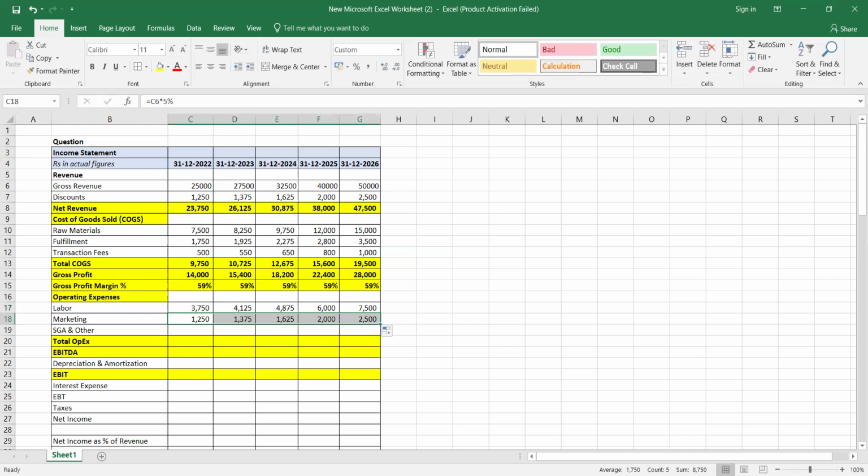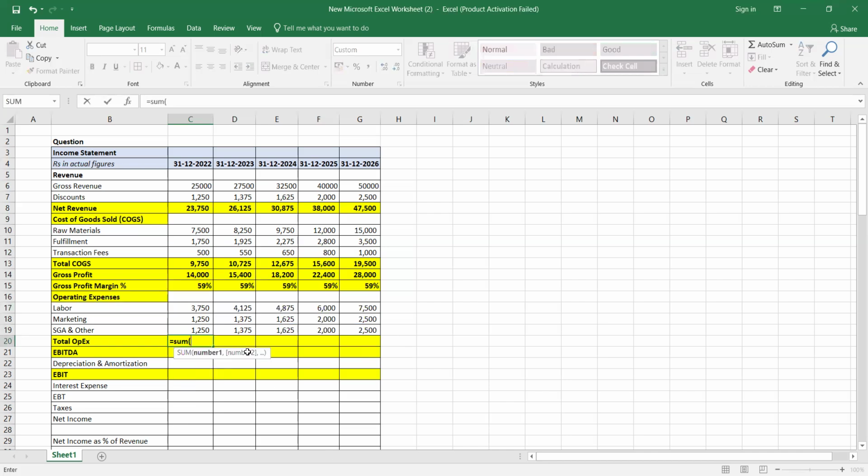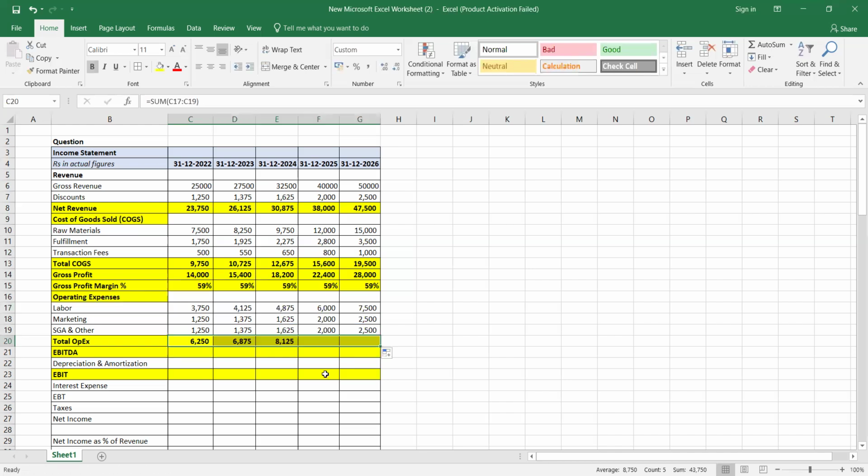Done. Next comes your SGA and others. How much is it? 5%. Select gross revenue into 5%, enter. Done. Now you will get total operating expenses is equal to sum, open the bracket, select all the operating expenses from labor to SGA and others, close the bracket, enter. Till here we can do very clearly.